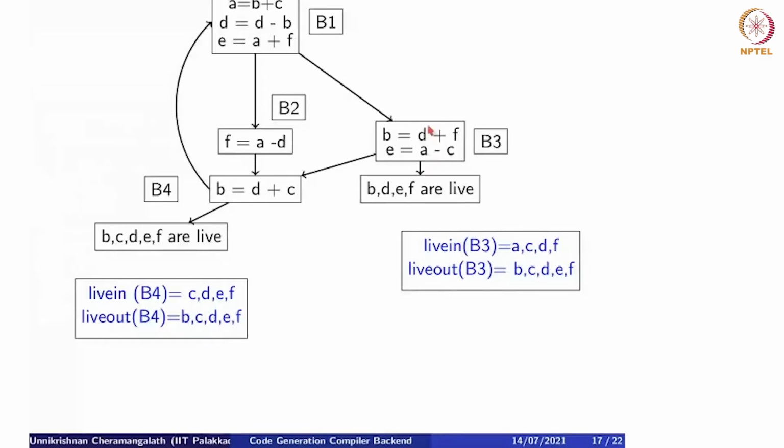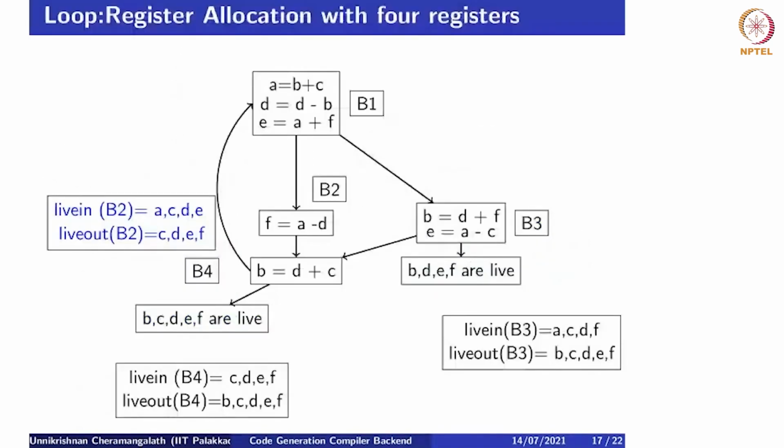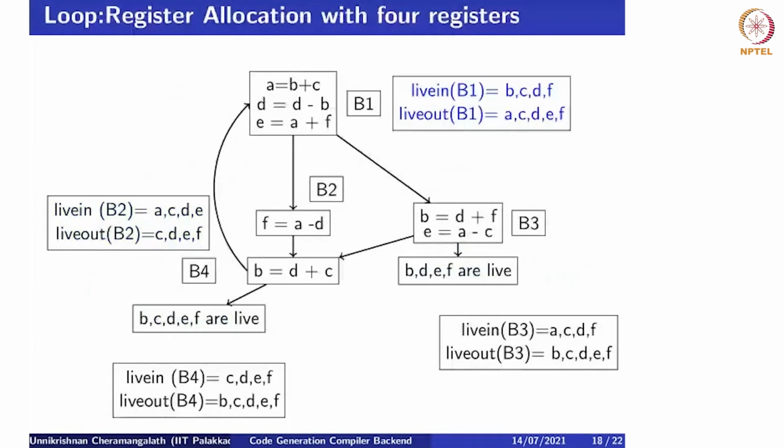Then what about live in of B2 and B1? Like so, the live in of every variable. Live in of B1 is A, C, D, F. Live in of B2 is A, C, D, E. Live out is C, D, E, F. So I hope things are correct. The values are correct, I believe.